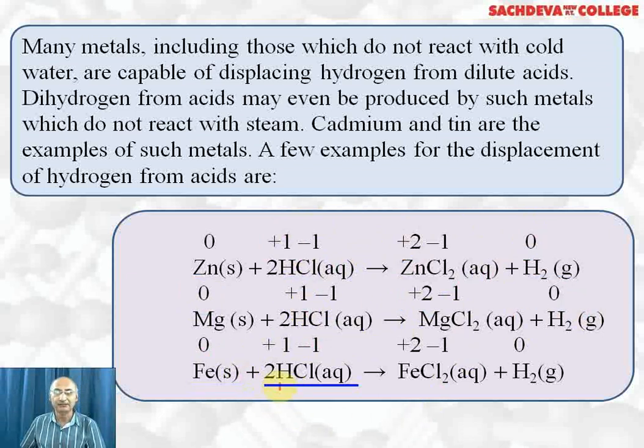Fe solid reacts with 2HCl to form ferrous chloride plus hydrogen gas. Here iron changes from 0 to plus 2, whereas hydrogen changes from plus 1 to 0. So this is also a non-metal displacement reaction as well as a redox reaction.